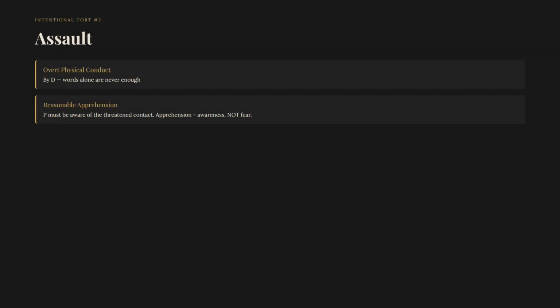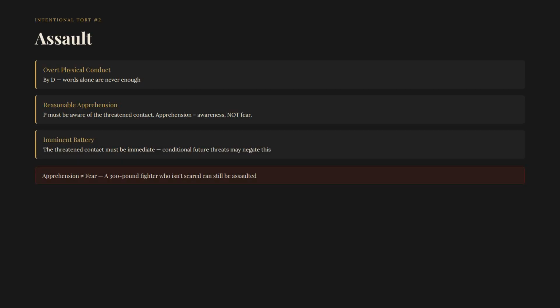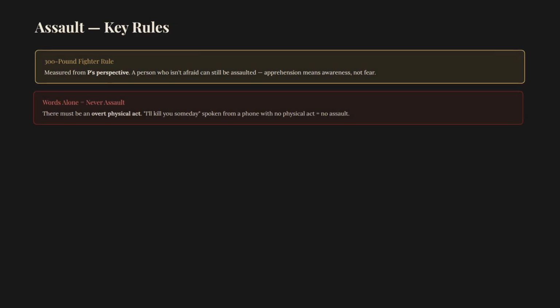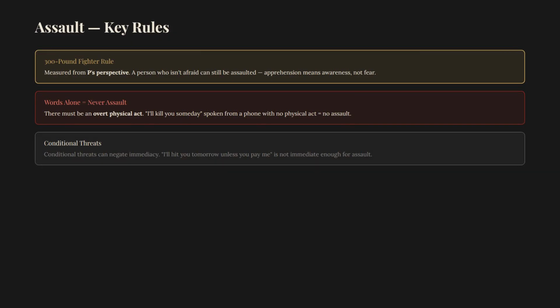Assault. D acts by overt physical conduct to create in P a reasonable apprehension of an immediate battery. P must be aware of the threatened contact. Apprehension means awareness of the imminent contact, not fear. A 300-pound fighter who isn't scared by a threat can still be assaulted. Use P's perspective. Words alone don't constitute assault because there has to be an overt act.